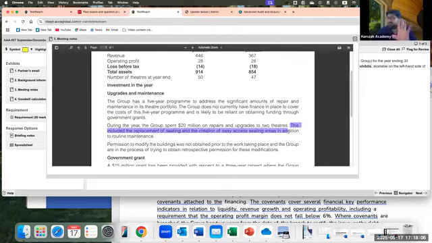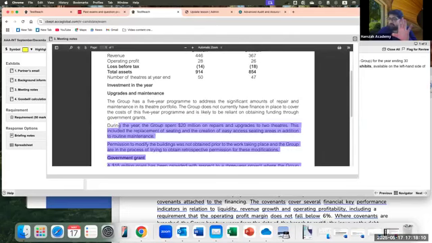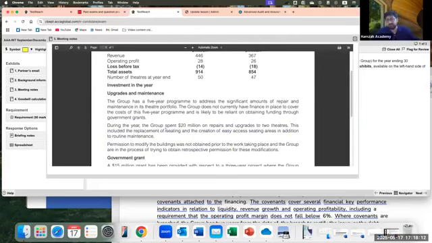They have given you specific information. You cannot just discuss it in one line as a whole risk. You have to utilize the information. Replacement of seating and creation of easy access seating area, in addition to routine maintenance. Now it means this needs to be capitalized. Okay, and routine maintenance should be expensed.